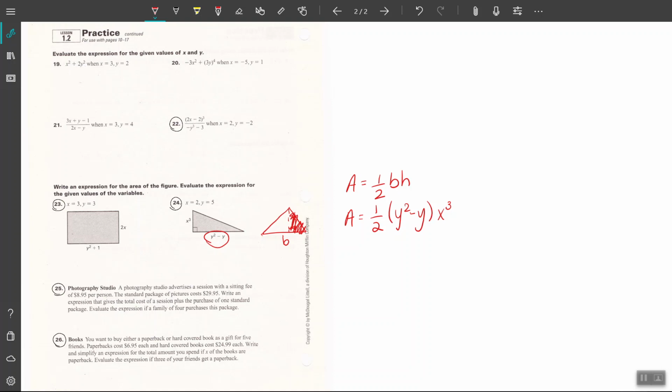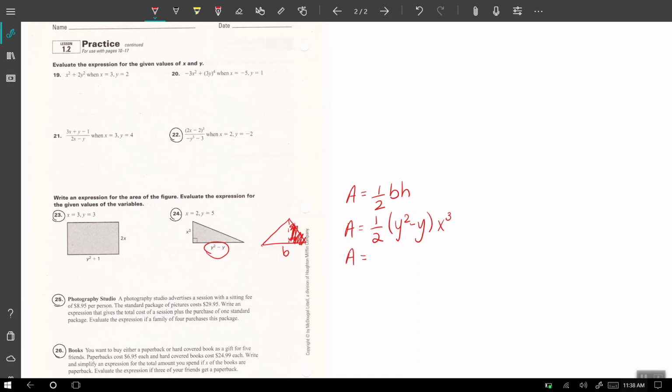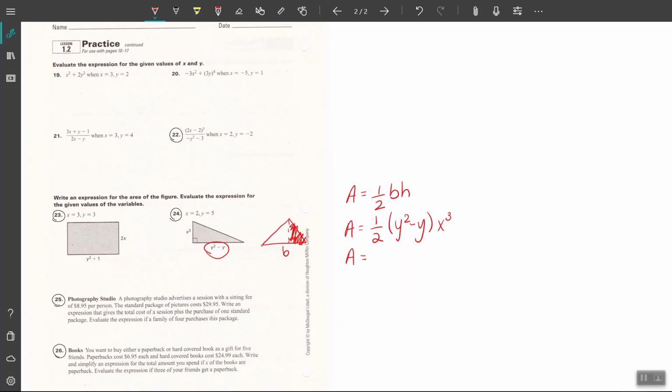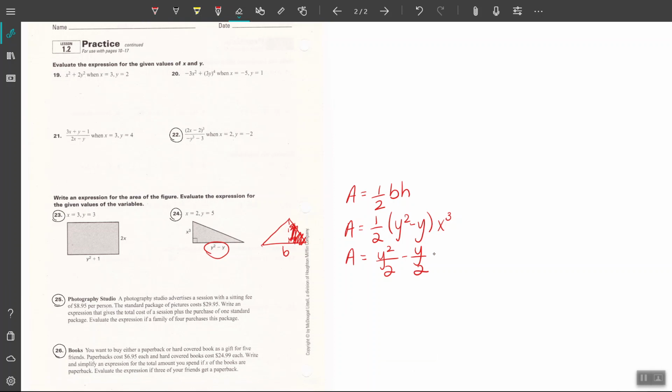Okay, so again, I'm going to need to distribute that 1/2 out to the y squared minus y. And when I do that, actually, let's back up and do that a little bit differently.